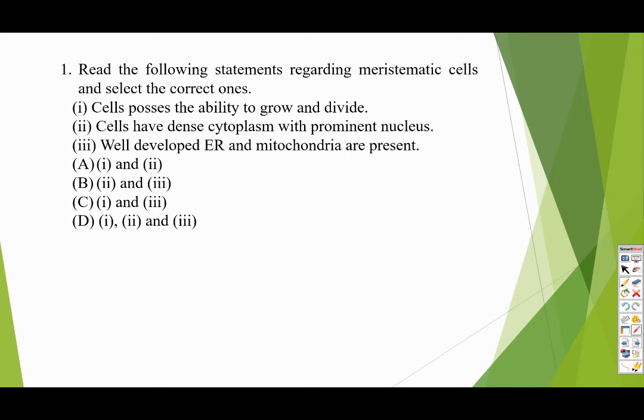So the option is A. Children, the correct statements are: cells possess the ability to grow and divide, and cells have dense cytoplasm with a prominent nucleus. These are the two correct answers. Well-developed ER and mitochondria are actually absent, so that is not correct.